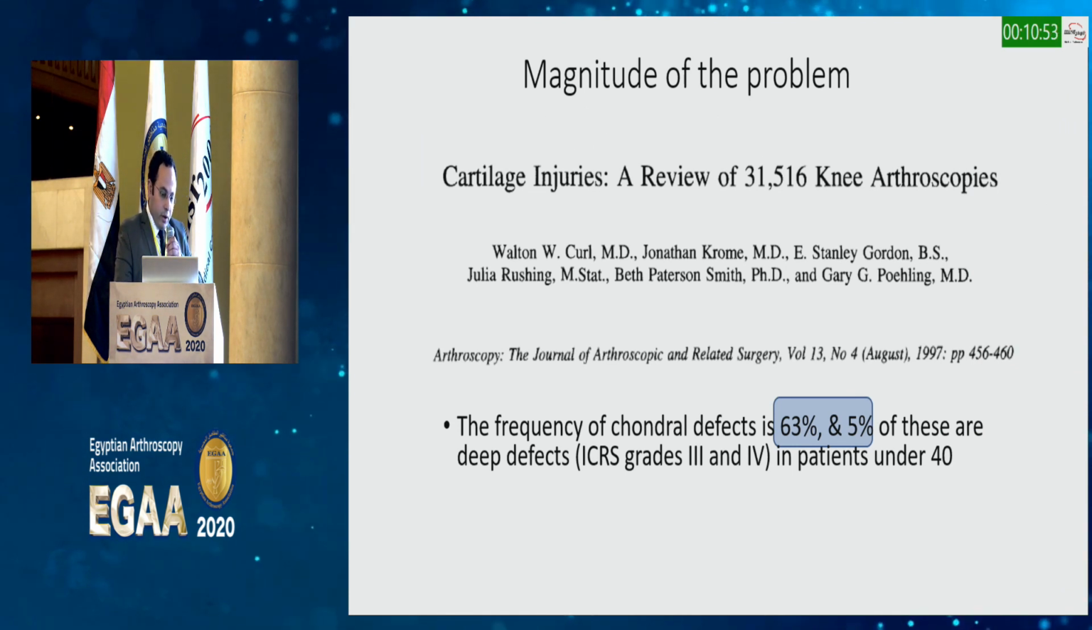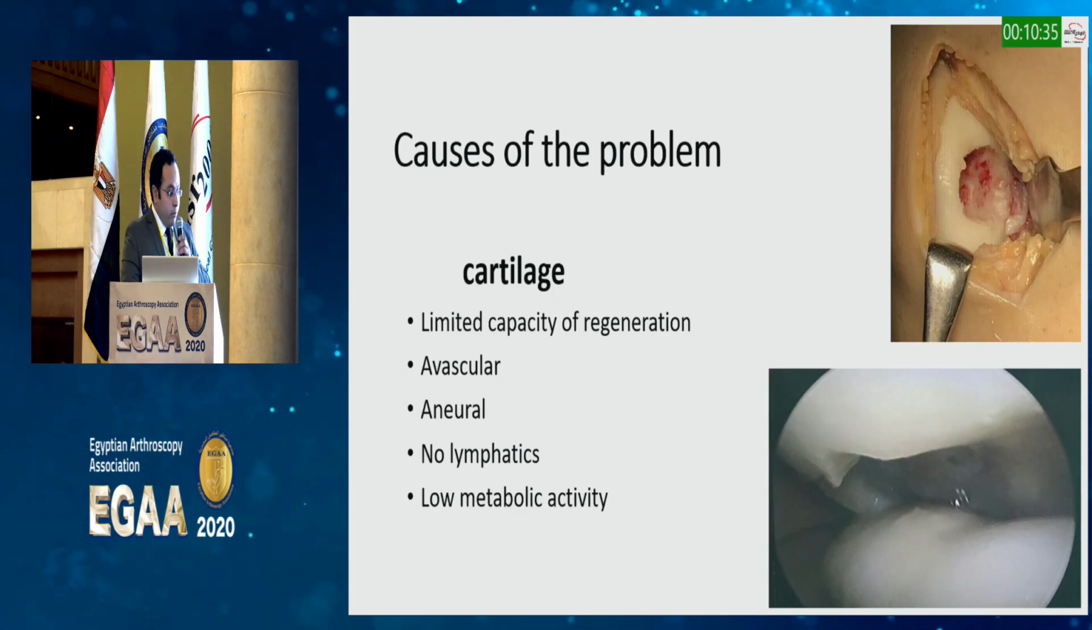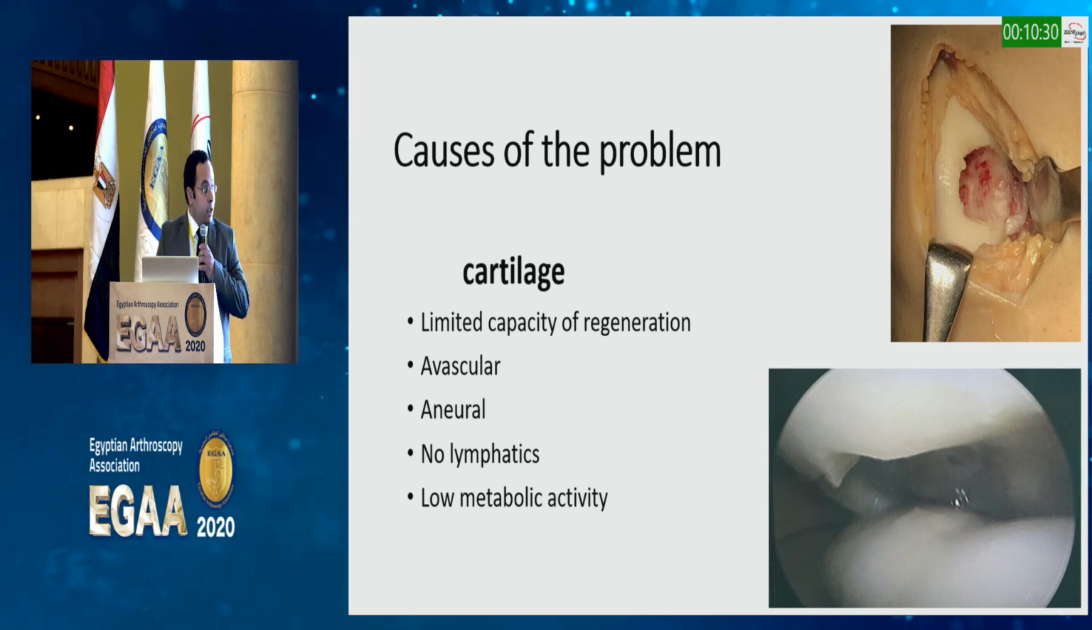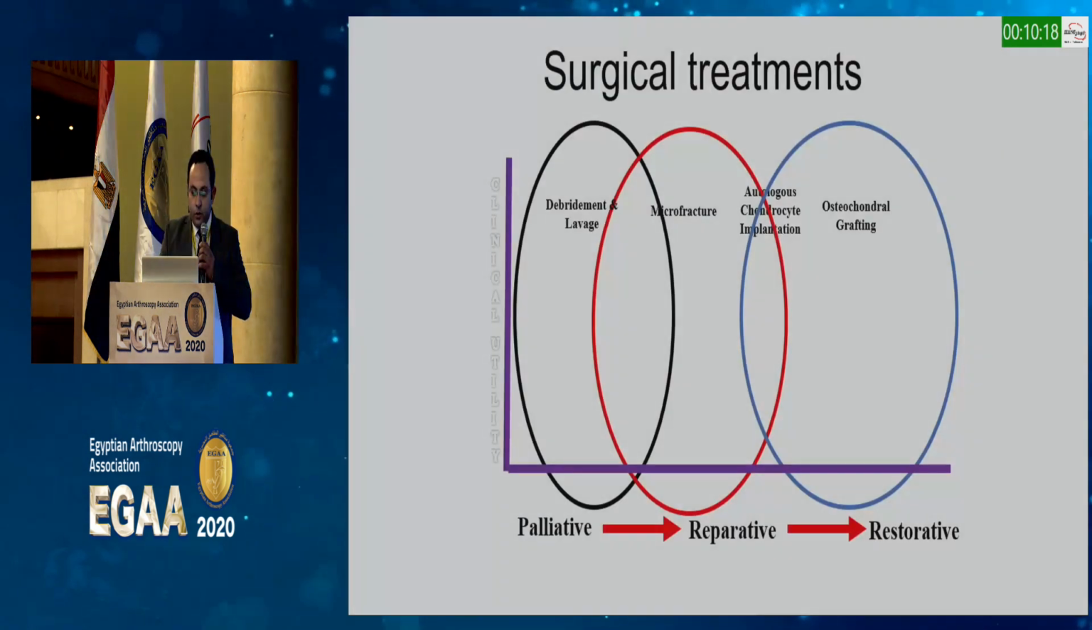Chondral lesions, on reviewing the literature by Kelly et al., reviewing more than 30,000 knee arthroscopies, they found that chondral lesions are more than 60% of knee arthroscopies, and 5% of them are deep defects, grade 3 and 4, in patients under 40 years. So why is it a problem? Because cartilage is a unique structure, has a limited capacity for regeneration because it is avascular, aneural, alymphatic with a low metabolic activity. Regarding healing of the articular cartilage, superficial laceration does not heal, while deep laceration deep to the tidemark heals by fibrocartilage.